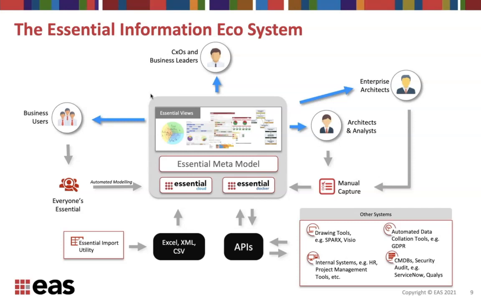Now, the way you populate that meta model is via a number of mechanisms. You can do it manually. We have a forms-based data capture where you capture data into the tool. You're going to see all this later when Sarah will show you. We have APIs. We've got probably about 70 to 80 REST APIs. You can get data into Essential or back out of Essential. And we've got clients that have integrated with things like ServiceNow. They've integrated with things like Oracle HR. We've seen Qualys. We've also seen integrations with Sparks and Visio.